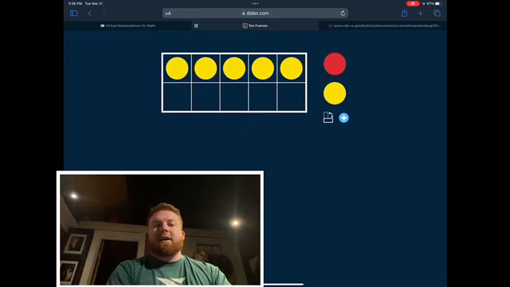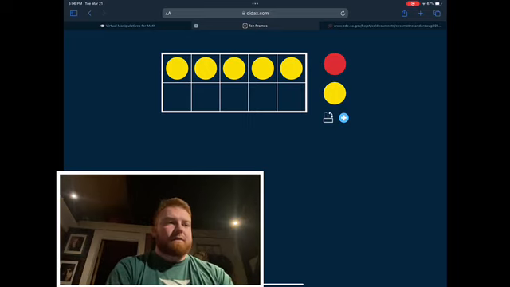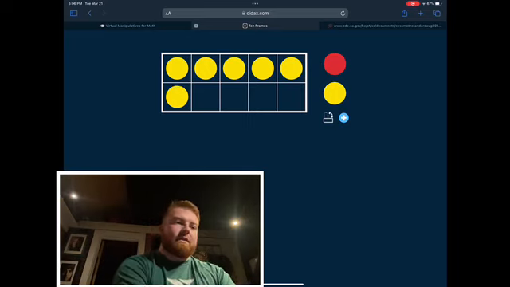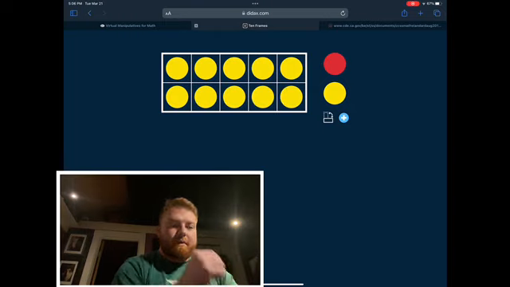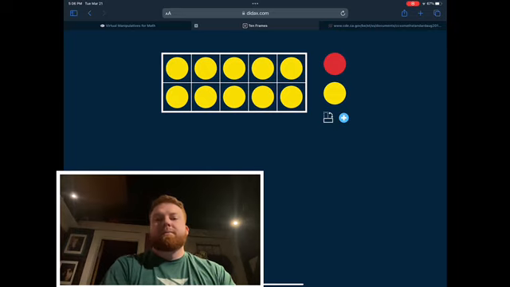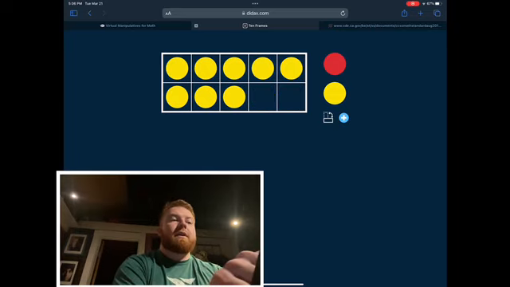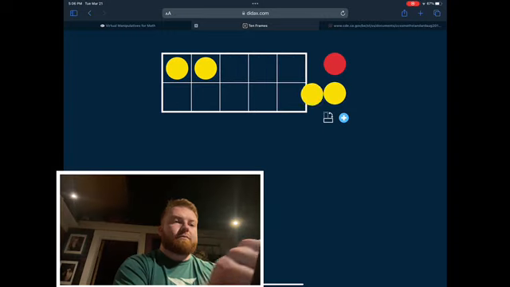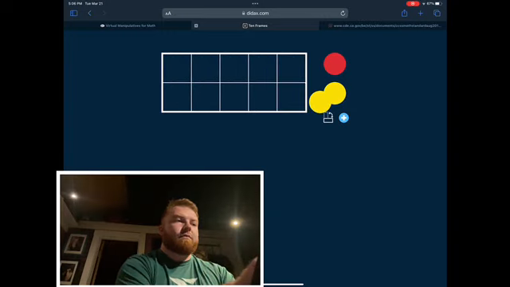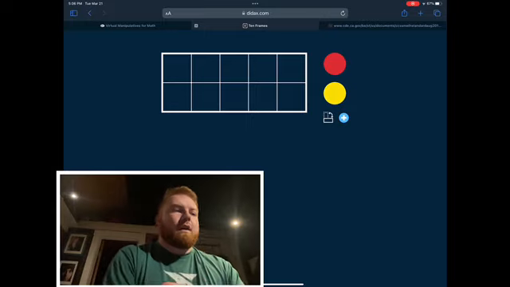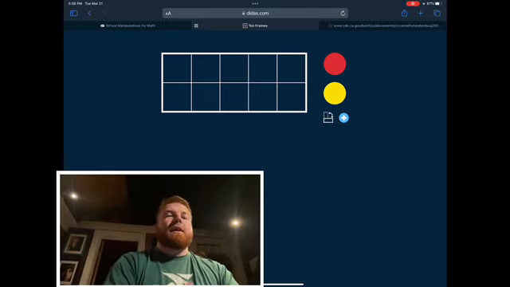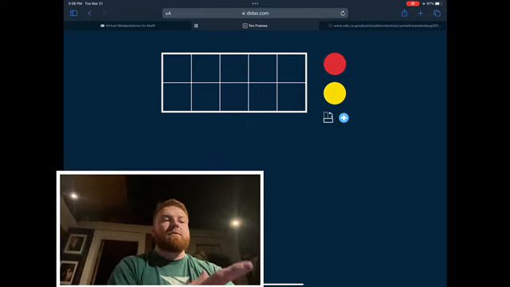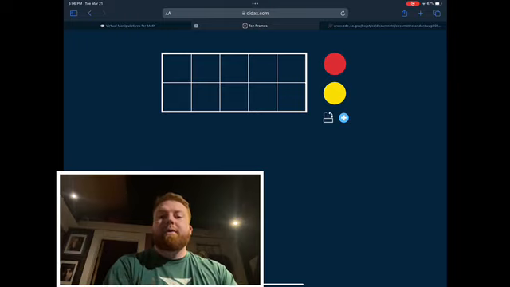So how many dots is that? Who can raise their hand and tell me? So that's 5 yellow dots. And if we continue to fill out the entire 10 frame, we're going to get how many dots? We're going to get 10 yellow dots. So take them all off. Now when we're talking about addition, we want to use the 10 frame to help us with addition.